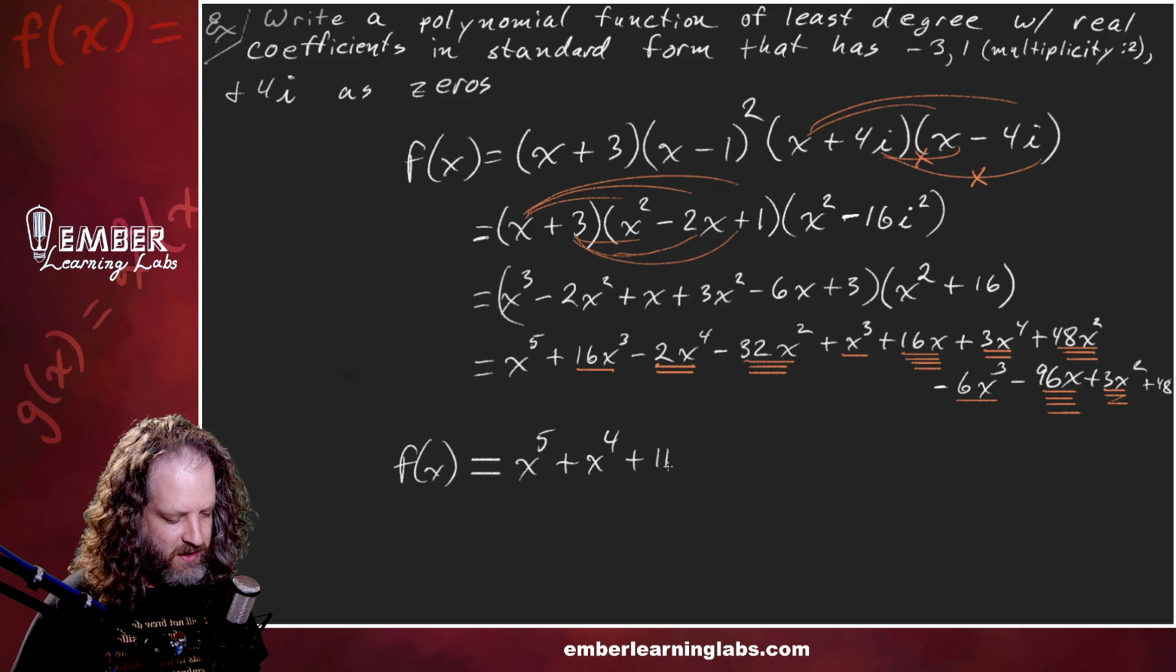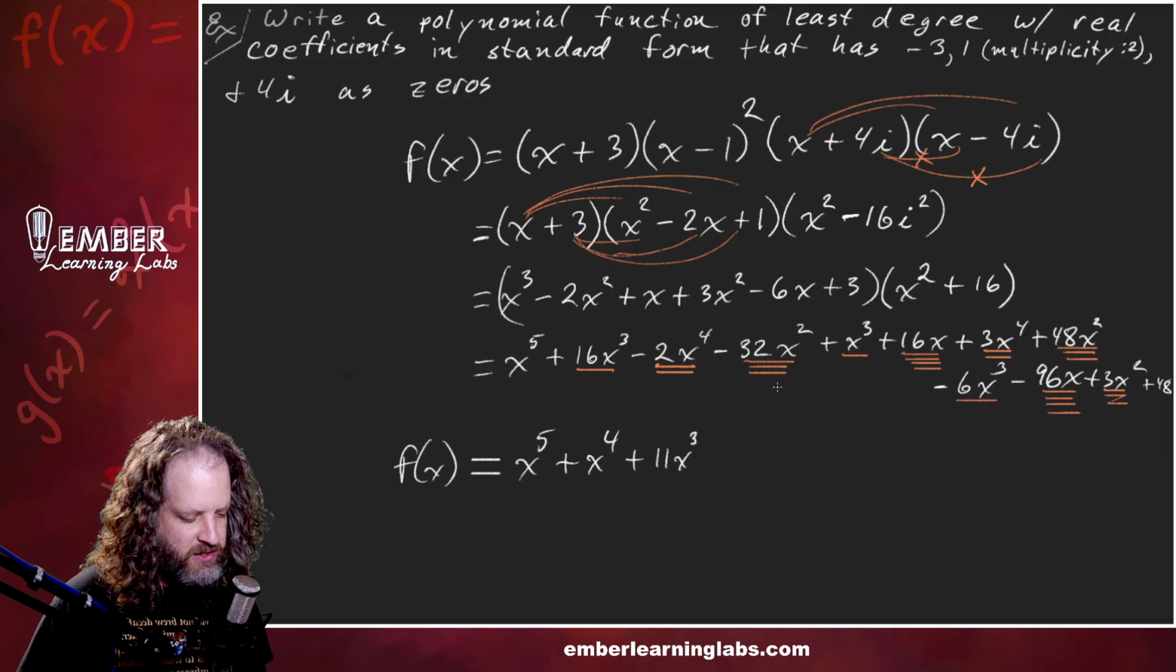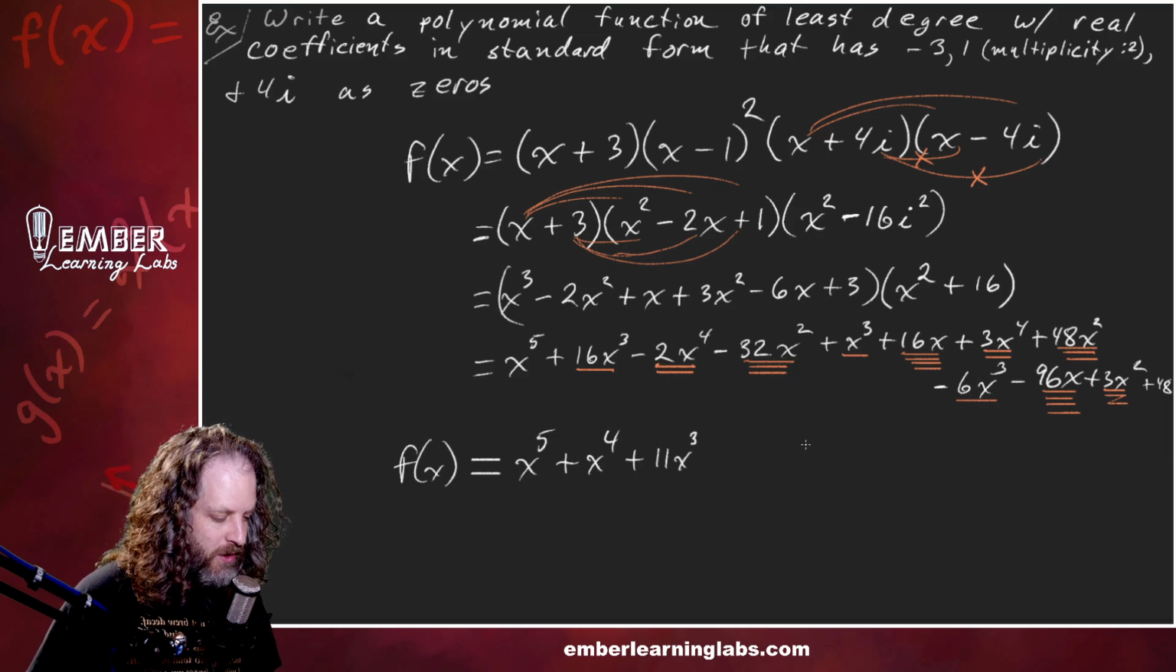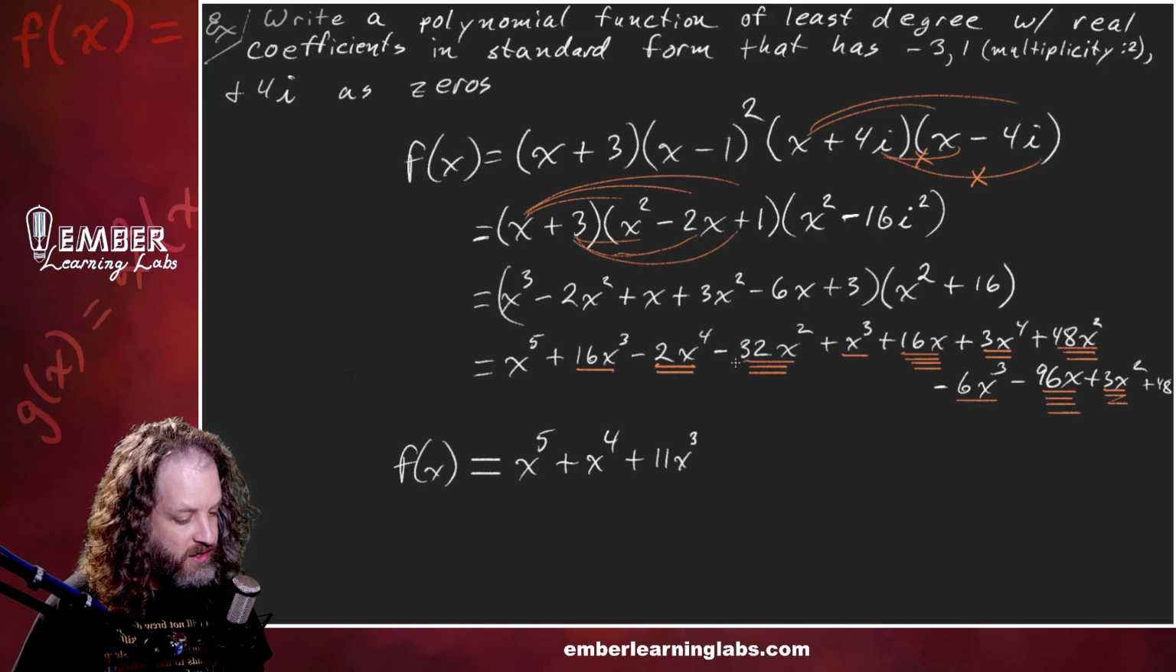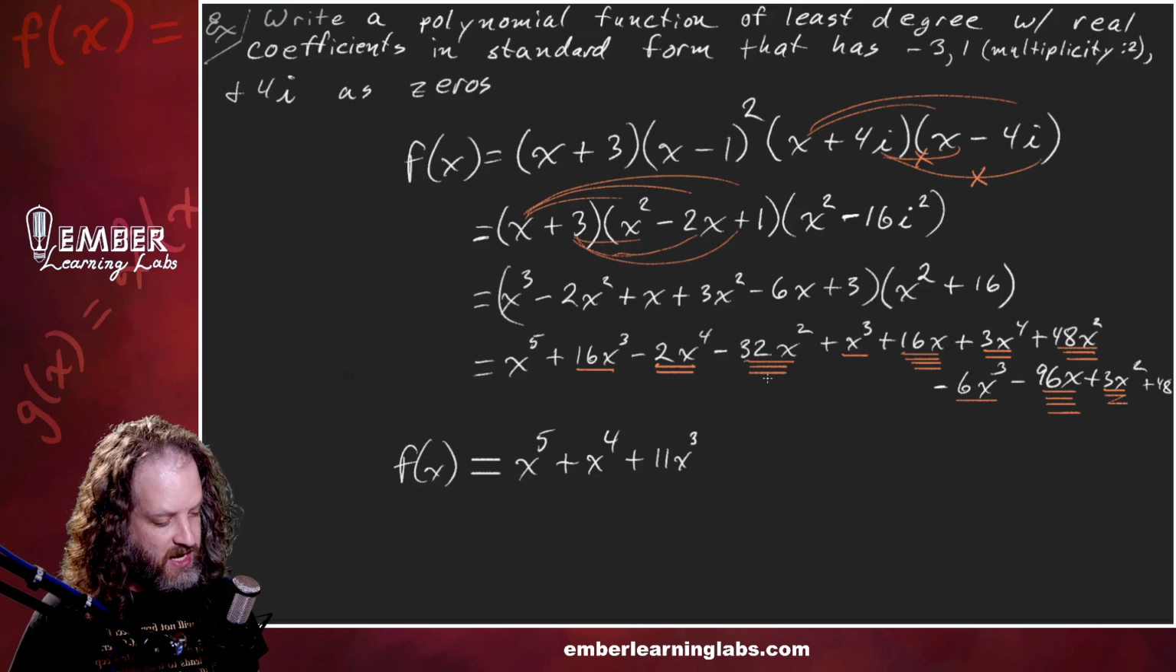Beautiful. 11x cubed. And then our x squared terms, which is our triple underline thing. So this one and that one. 48 minus 32 is 16. Are there any more? 16 plus 3 is 19. So plus 19.